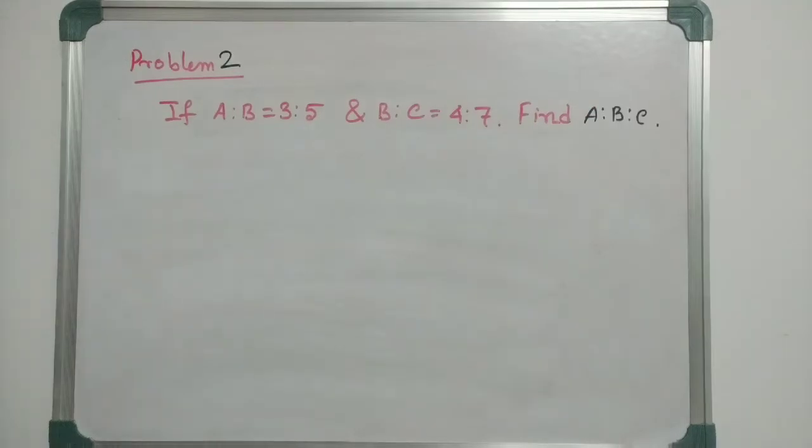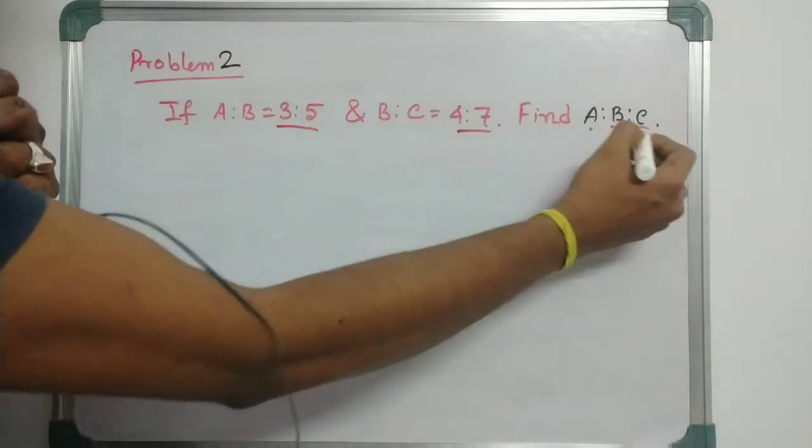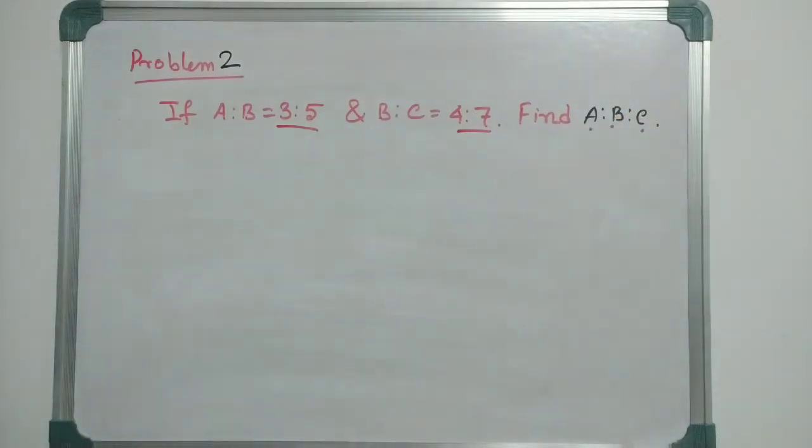Let us move to problem number 2. Now, A is to B equals 3 is to 5, B is to C equals 4 is to 7. That is the same data which was used in the previous question. Now, the question is to find A is to B is to C. The question is different.